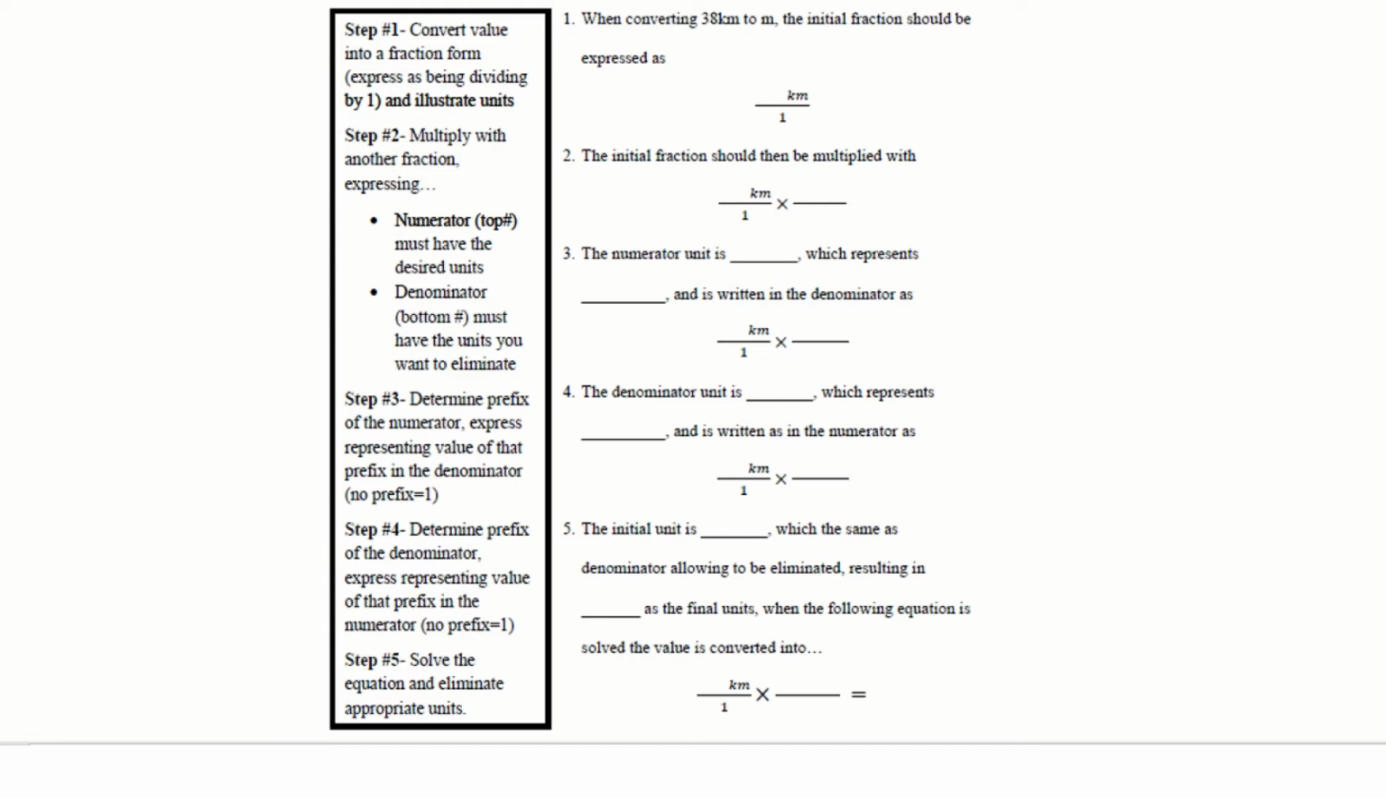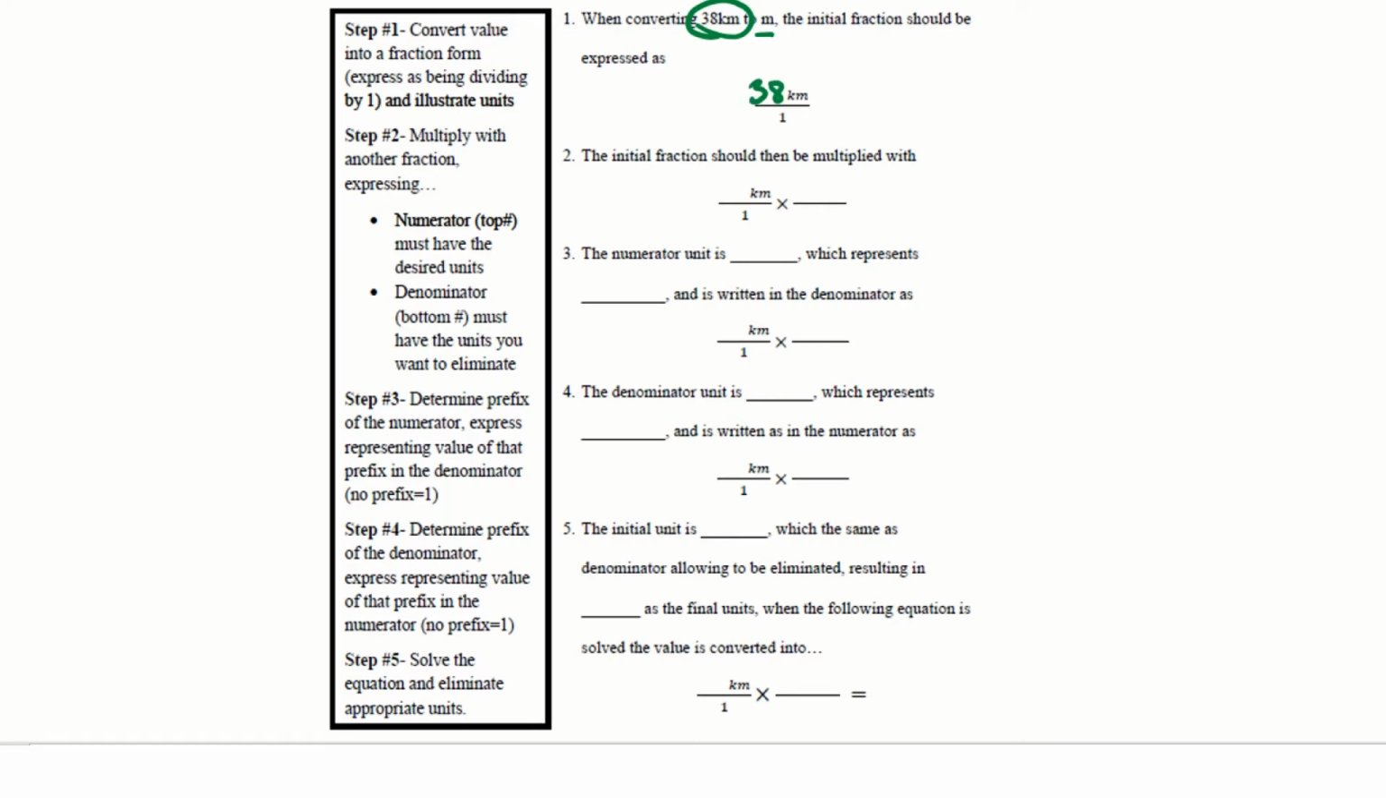So step 1 says convert the value into a fraction form. Now we can do this by simply dividing it by 1. And then we have to illustrate the units. It's really important that you always illustrate all of the units when you are converting values. Now, number 1 says that you are starting off with a value of 38 kilometers and you want to turn it into meters. Now, first thing, like step 1 says, I have to convert it into a fraction. So I can simply do this by saying 38 kilometers divided by 1.